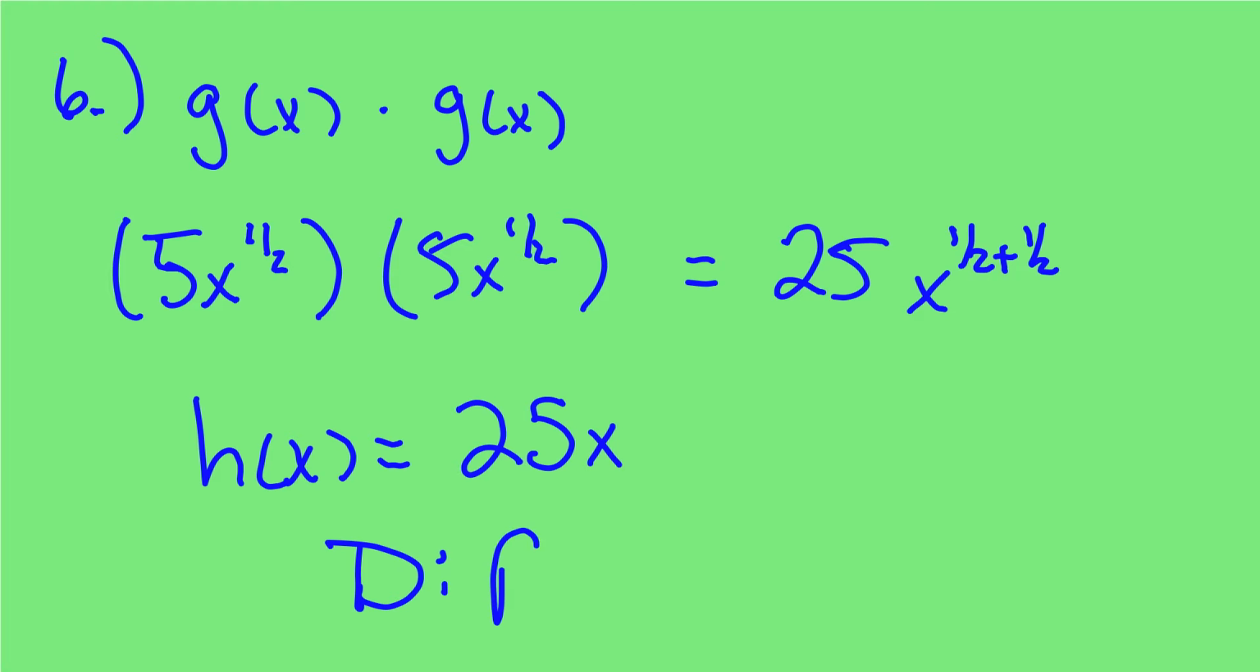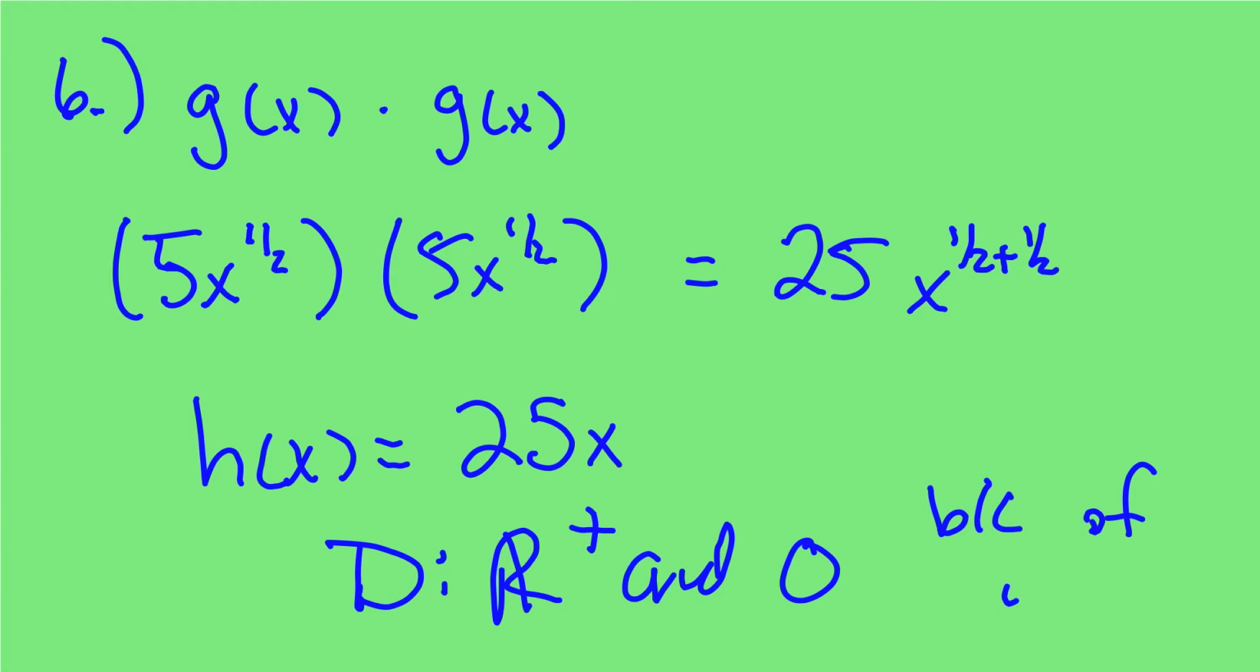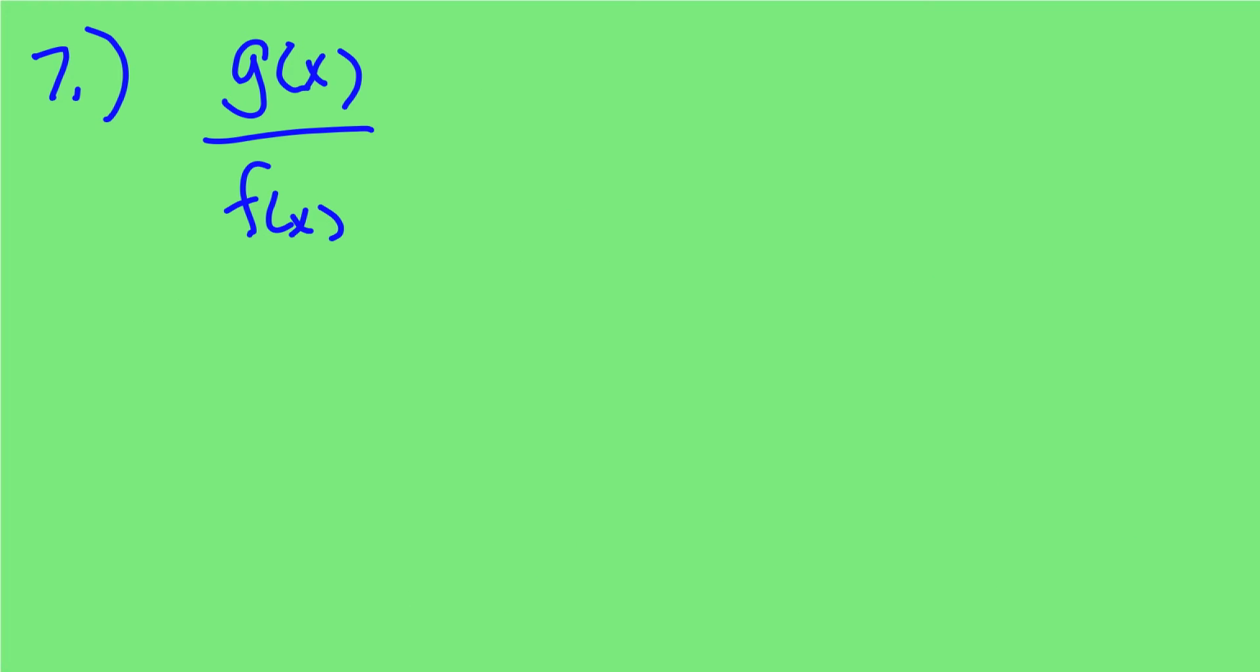So the domain is all the reals just by what it looks like. But because of my original function, I have to go with all the reals that are positive and 0, because we are never allowed to use negative numbers to begin with, even though you could plug a negative number in at the end. So it still is what we started with. Because of the originals, we have to say R plus and 0. And that's it.